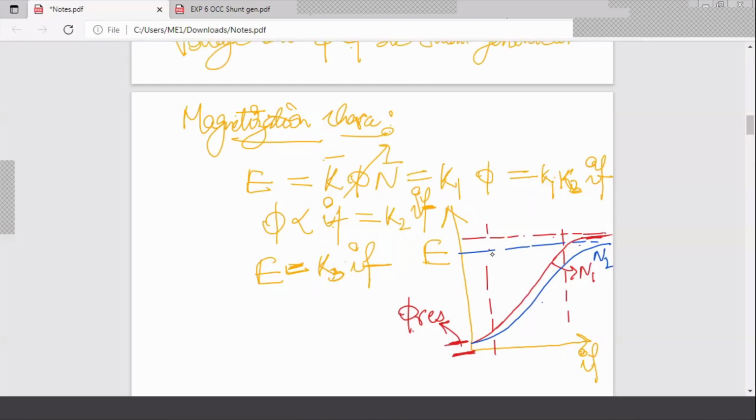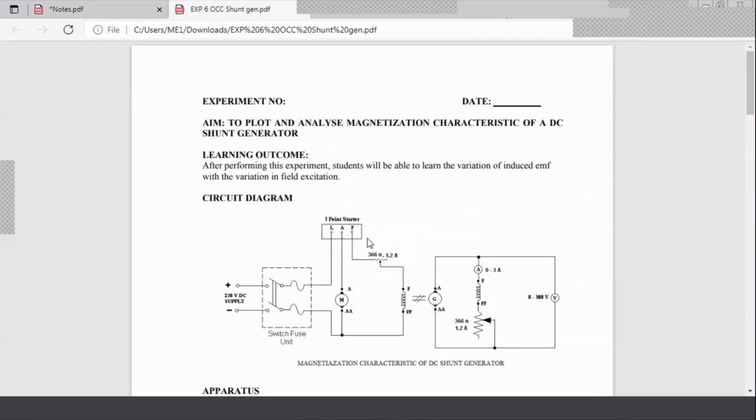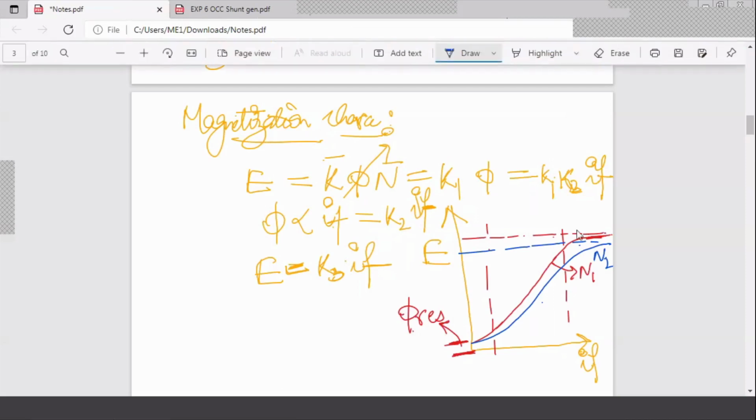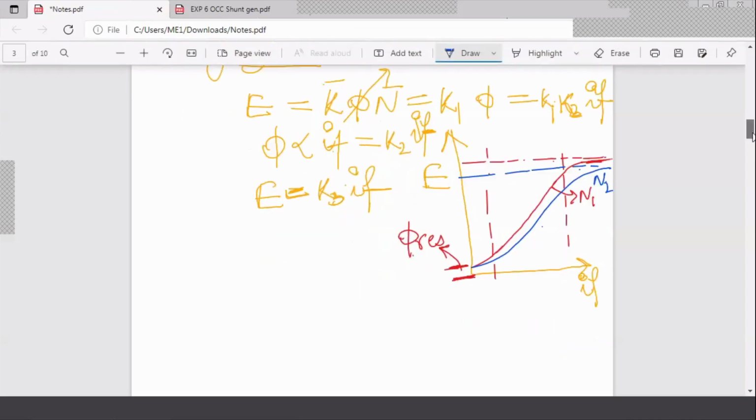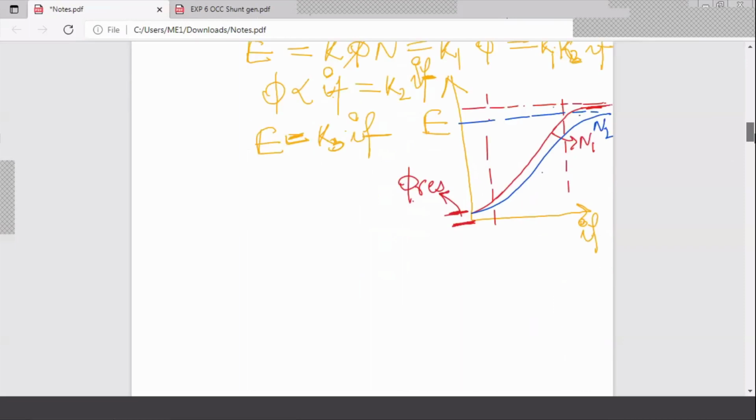So what do we have to plot? What we are going to do in this experiment, let me just go to that finally. So this is our circuit here. In this circuit, the right part is basically your generator. On this machine we have to find out the parameters, the characteristics, on the right hand side. And on the left hand side also there is a machine. What is that machine basically? That is the prime mover. We know that there should be some mechanical power, isn't it?